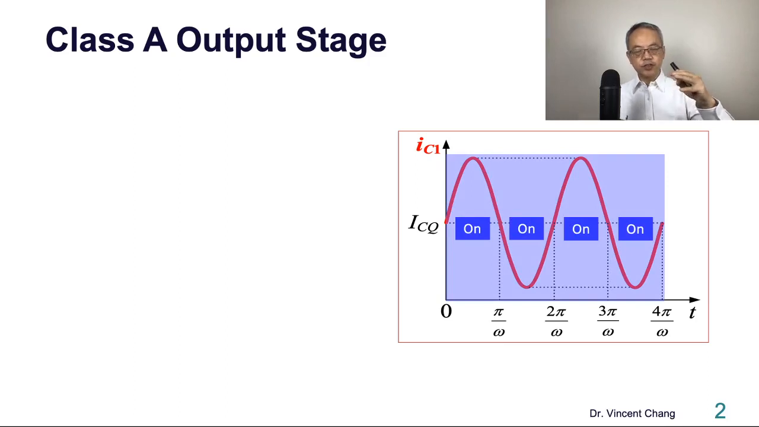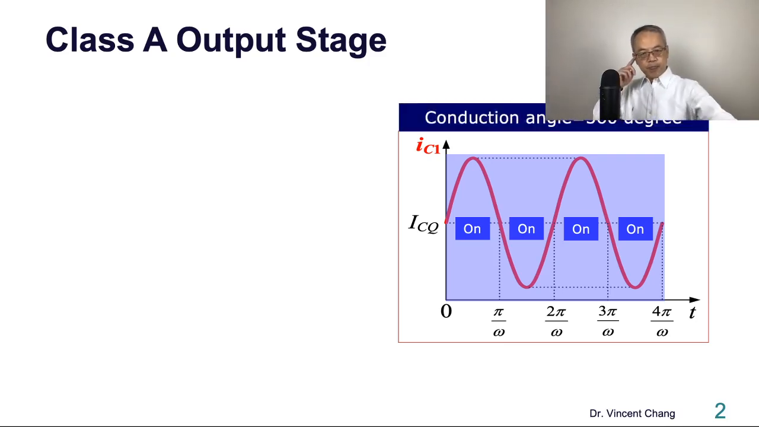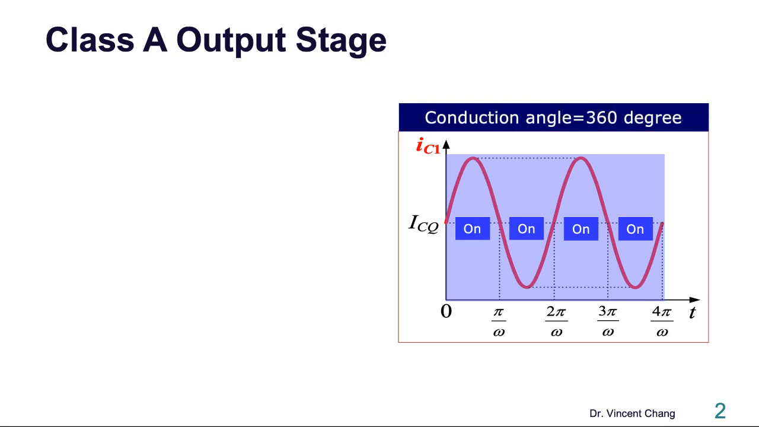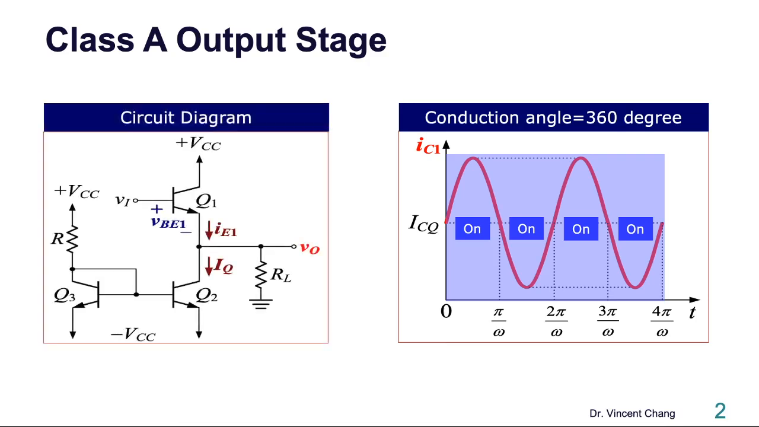The key transistor of the output stage is fully on. The collector current of the key transistor is greater than 0 at all time. In other words, the conduction angle is 360 degrees. Look at the left-hand side.